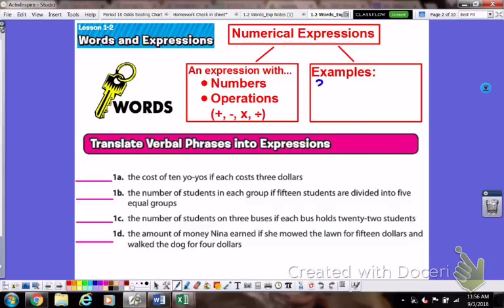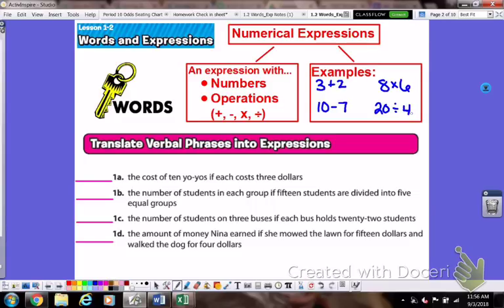If we show an example of addition, we could do 3 plus 2. An example of subtraction might be 10 minus 7. Multiplication might be 8 times 6. And for division, we could do 20 divided by 4. So those are all examples of numerical expressions. They contain numbers and some kind of operation.